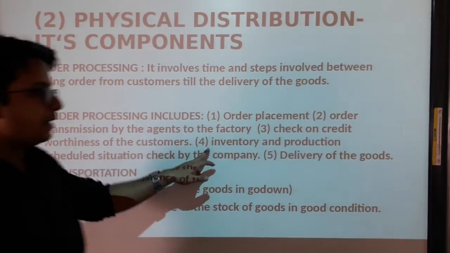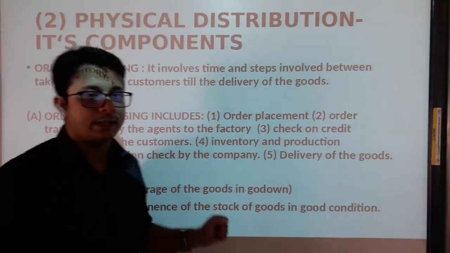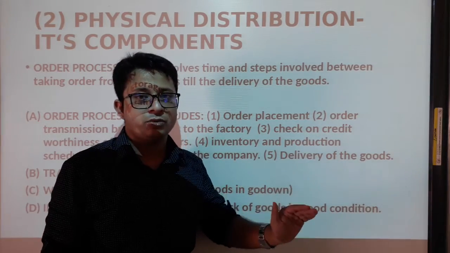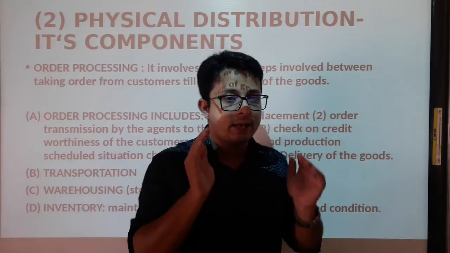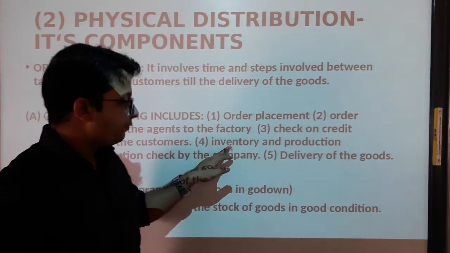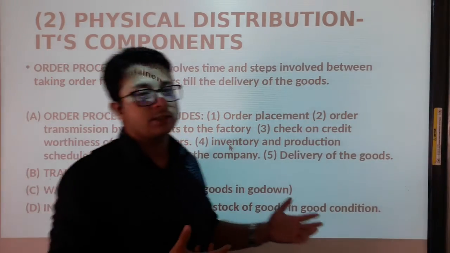Now the fourth step is inventory and production schedule situation checked by the company. After getting to know that the customer has a good credit worthiness, or is a regular customer who can be trusted, the company's factory will be checking their production schedule or the production situation.